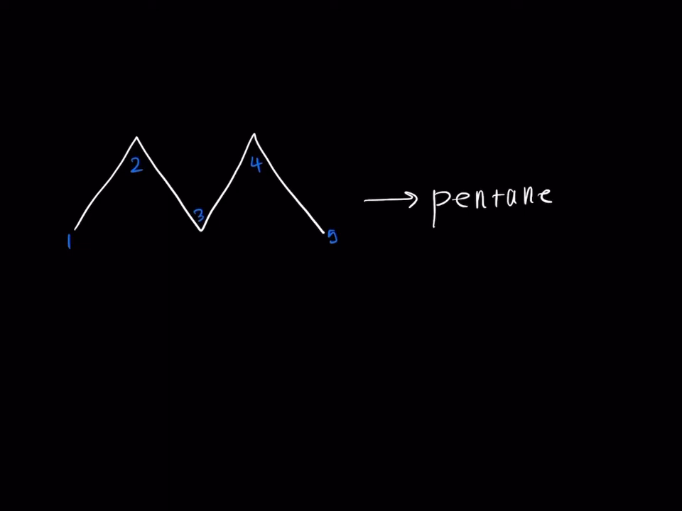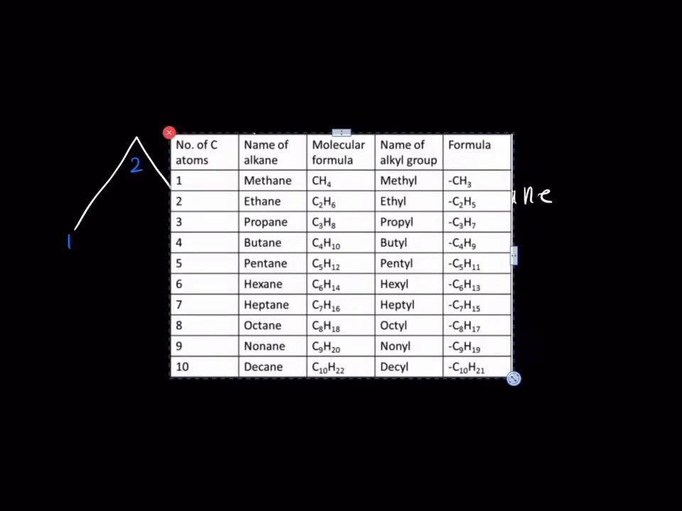Now for these names, you should memorize the first 10. So for the main chains, it's going to be these ones. And if you have a substituent, if you have 1 carbon as a substituent, it's going to be a methyl. If you have 2, it's going to be ethyl. And if you have 3, it's going to be propyl.